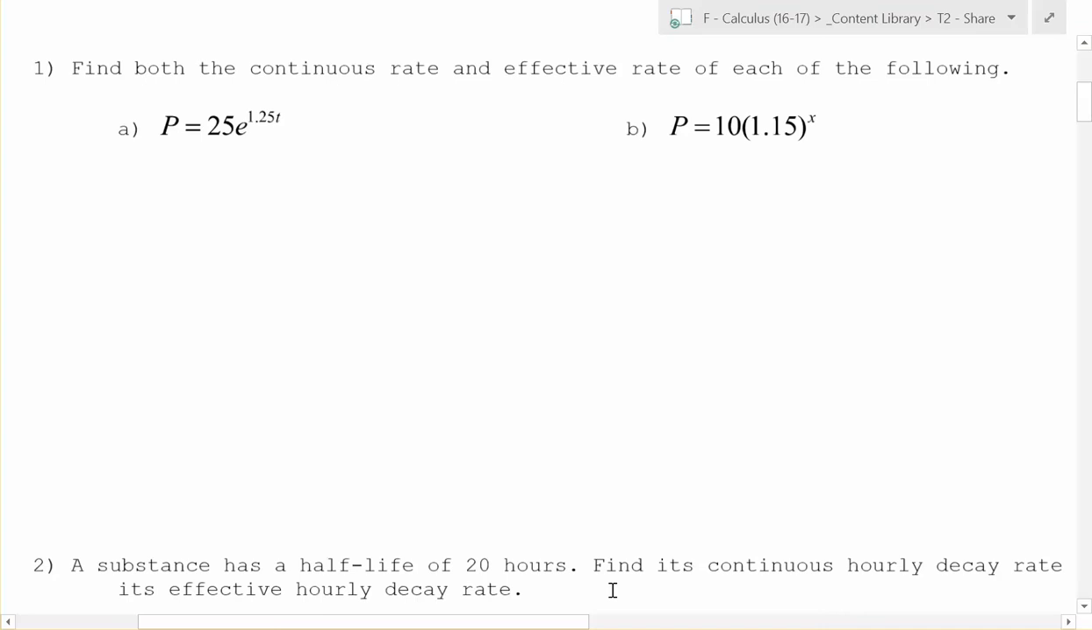A key term here. Find both the continuous rate and effective rate for each of the following. Continuous and effective. Okay, do you remember when we talked about compound interest? It was two days ago, right? If you took 12% and did it once, or you did 1% 12 times, that's compounding monthly, and then we compounded daily.